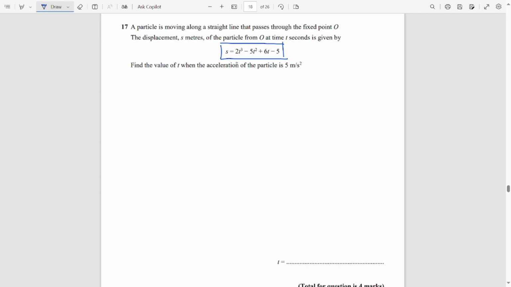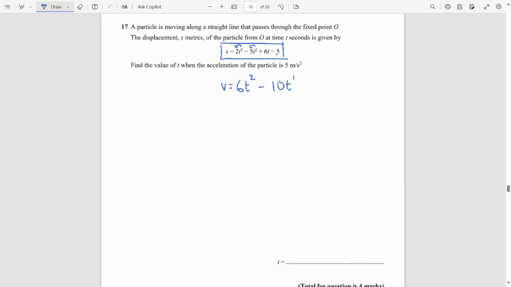So to get to the velocity, you're going to differentiate the displacement. To differentiate, you times by the indice, and then you drop the indice by 1. So 2 times 3 is 6. I write the t, I drop the power by 1 to a 2. I repeat that process again. So I'm going to multiply by 2 here. Minus 5 times 2 is minus 10. T, I drop the power by 1, so it's t to the 1.